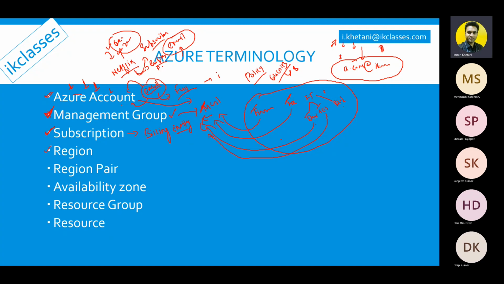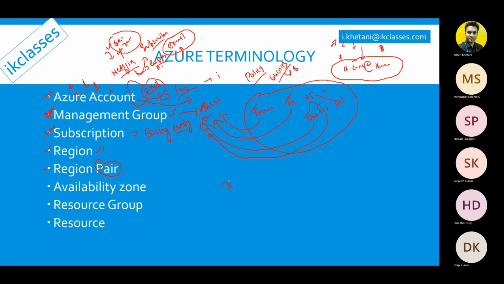Okay. A region is nothing but the geographic location where you want to deploy your resource. As I showed you before, Azure has many regions. So a region is nothing but the physical location. A region pair means every region is paired to another region, so that if the primary region fails, you still have your data in the paired region.